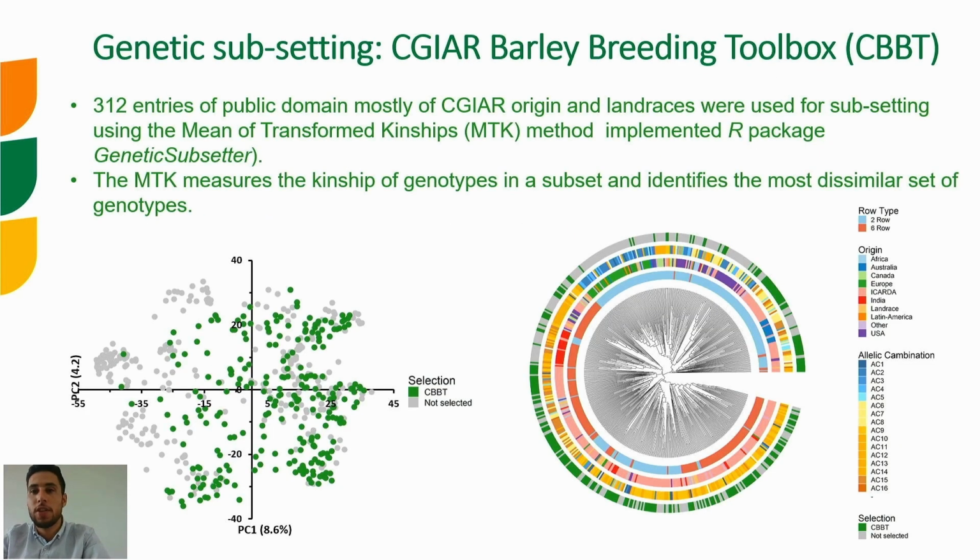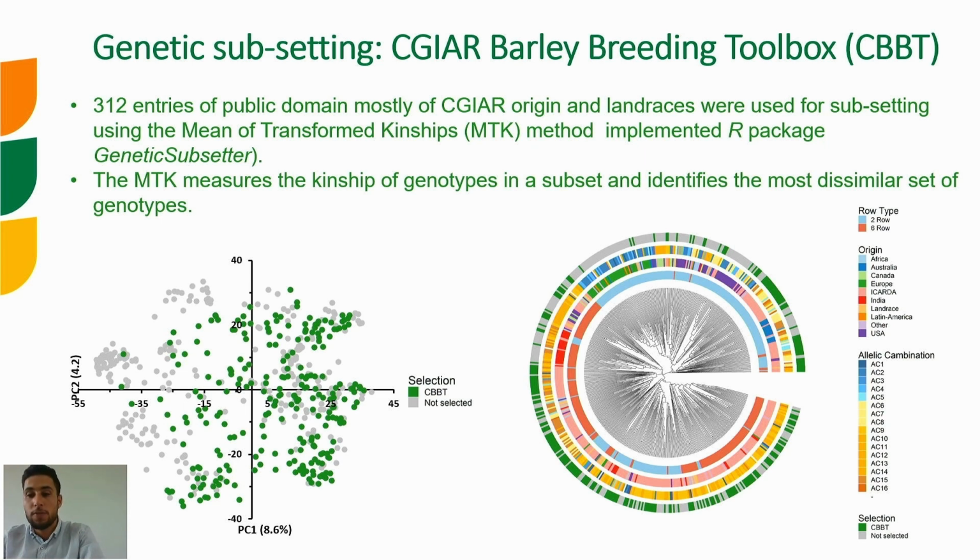So in summary, the CGIAR lines show the wide diversity and representativity of the whole population. This group of lines showed the largest number of polymorphic loci and, together with the landraces, covered most of the diversity in our panel. Moreover, the ICARDA lines are present in all the subpopulations and contained all 16 allelic combinations of phenology genes. For this and for their representativity of the adapted material to the developing world, they were selected as the base of the CGIAR barley breeding toolbox.